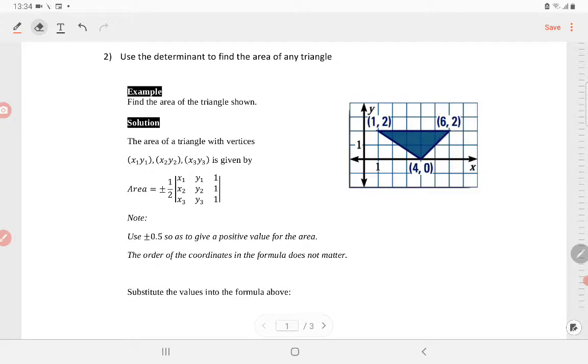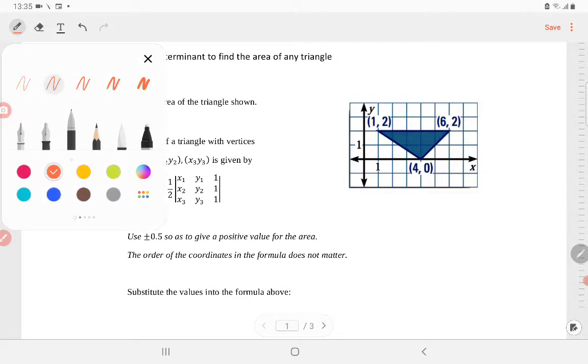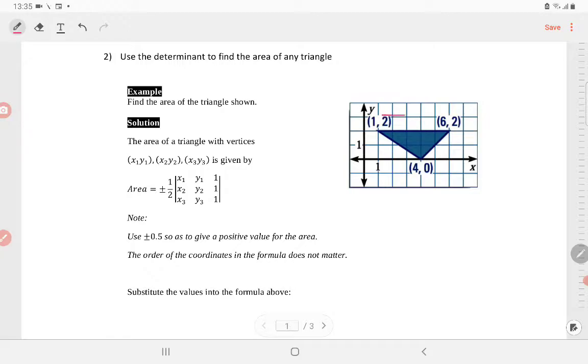There are 3 coordinates. We've got 1, 2, 6, 2, and 4, 0. Okay, so the formula that we use for finding the area is written here. These are your 3 points of the triangle, and notice where the values go: x1, y1, x2, y2, x3, y3.